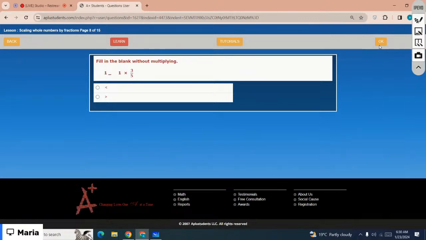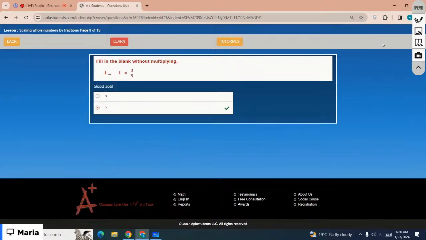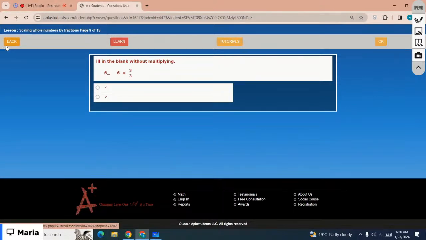Okay, you have to compare 1 to 1 times 3/5. So which is the correct option? 1 is greater, right? 1 is greater than 1 times 3/5. Okay, you can complete the lesson by yourself later today. Let me just move on to the next lesson.